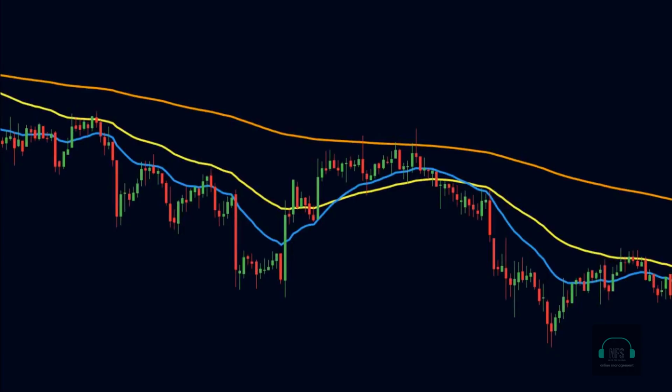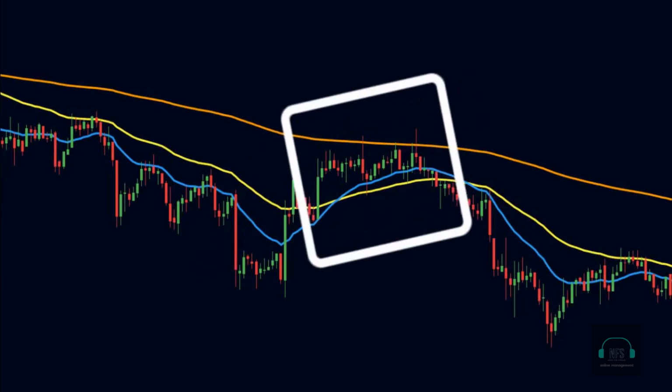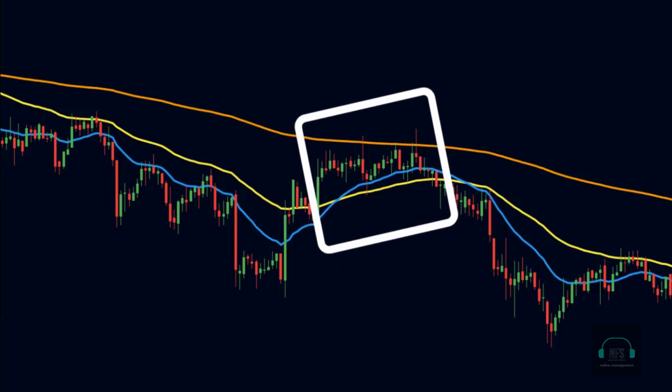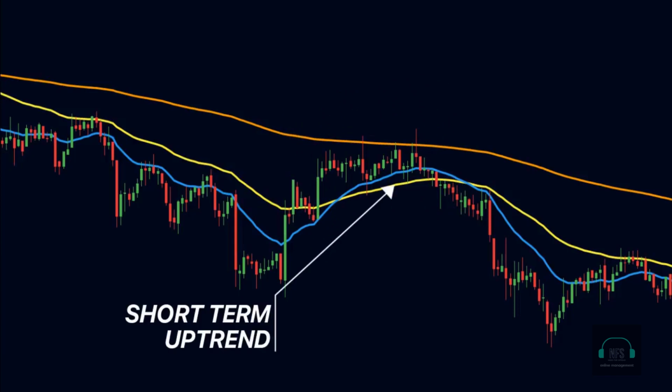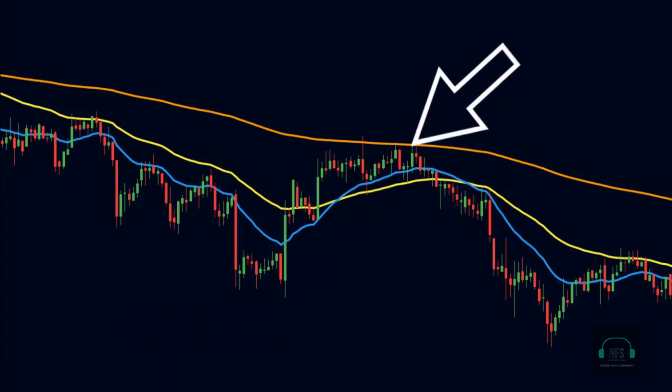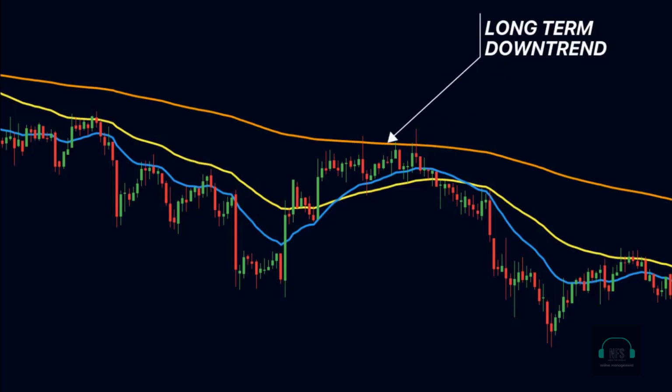Here on this chart we have three moving averages: the 20, 50, and a 200-period moving average. Here we see that the 20 and 50 EMA are sloped upwards and the price is above them. We can say that the price is in a short-term uptrend. But the price is below the 200-period EMA, and the 200 EMA is sloped downwards. We can say that the long-term trend is downwards. So the price is in a short-term uptrend and a long-term downtrend.